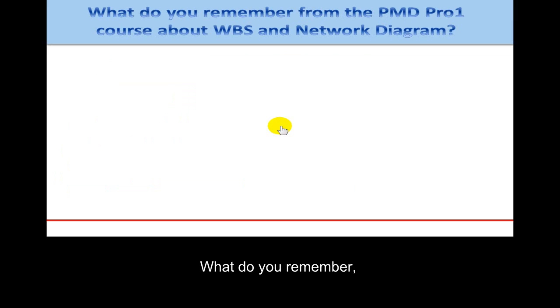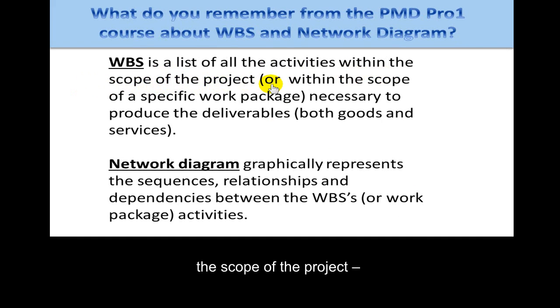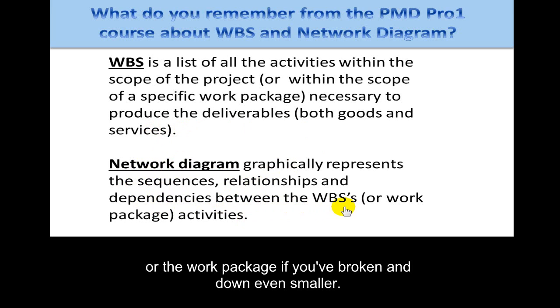What do you remember, besides what I've just told you, from the PMD Pro1 course about WBS and network diagram? The WBS is a list of all the activities within the scope of the project, or within the scope of a specific work package if the project is too big to have just a single WBS. So all of the work that's necessary to produce the deliverables, both goods and services. The network diagram graphically represents the sequences, relationships, and dependencies between the WBS's activities, or the work package if you've broken it down even smaller.